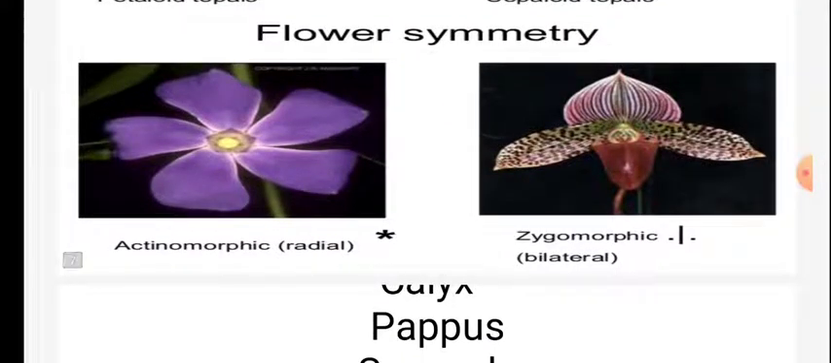Then flower symmetry, there are two conditions, one is called actinomorphic, one is called zygomorphic. Actino means, and this is the flower of Vinca rosea or Catharanthus roseus, sadapuli. So when it is cut at any plane, horizontal, diagonal, or vertical, it shows two equal halves. And zygomorphic means it shows bilateral symmetry, so it is called zygomorphic.